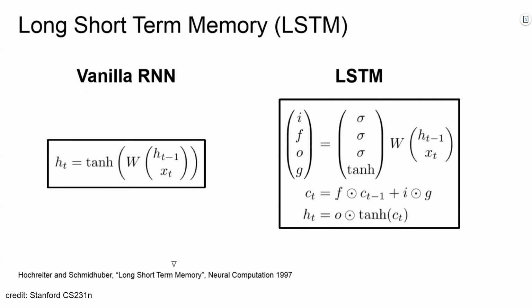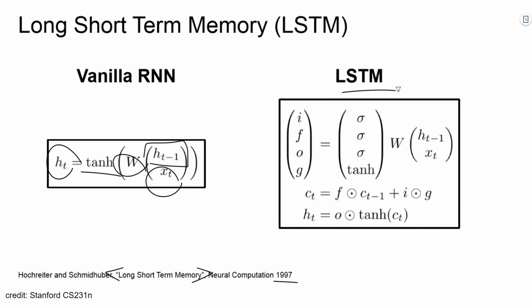Okay, so introducing a memory system to RNN is done by long short-term memory. This came out in 1997, but it's still effective. Vanilla RNN looks like this. Given the previous hidden state and the current input, they are multiplied by a matrix and pass through hyperbolic tangent. And that generates the next hidden state.